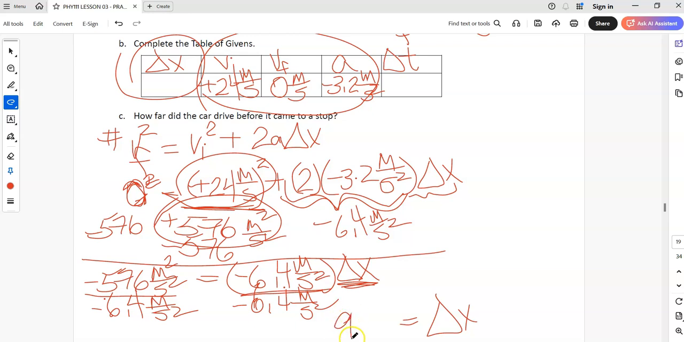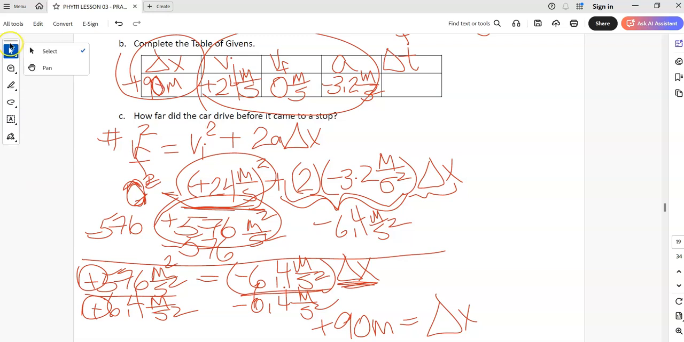90, positive 90. So this is in meters, and it has to have a positive or negative sign. It's positive because the negative and negative cancel each other out, and we get a positive 90 meters as our displacement. And if you want, you can write that up here just to remind yourself you calculated the 90 meters as your displacement.